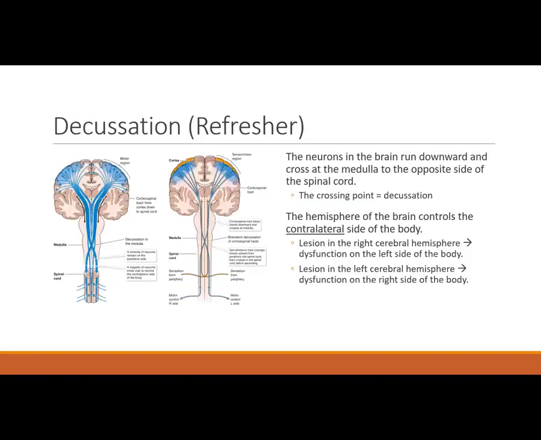And this is just a refresher of what we talked about a while back with decussation, which basically means that the neurons in the brain run downward and cross at the medulla to the opposite side of the spinal cord. So the hemisphere controls the contralateral side of the body. For example, if you've got a lesion on the right side of your brain, you're going to have dysfunction on the left side of your body and vice versa. So keep that in mind when we look at these different types of stroke.